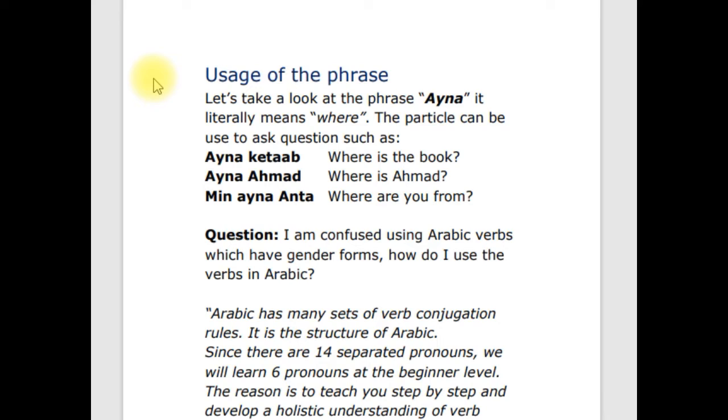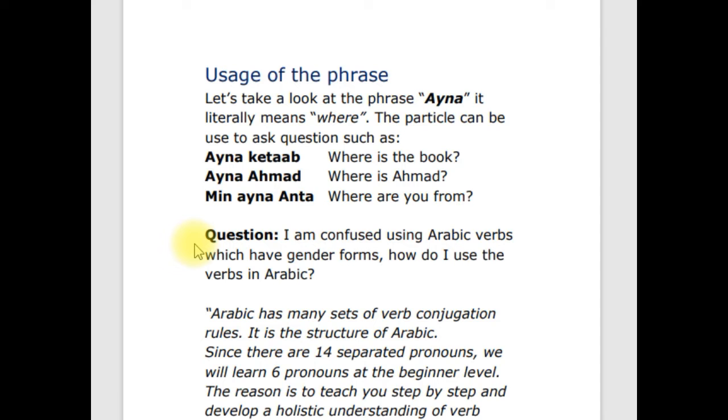Usage of the phrase. Let's take a look at the phrase أين. It literally means where. The particle can be used to ask questions such as أين كتاب? Where is the book? أين أحمد? Where is Ahmed? من أين أنت? Where are you from?